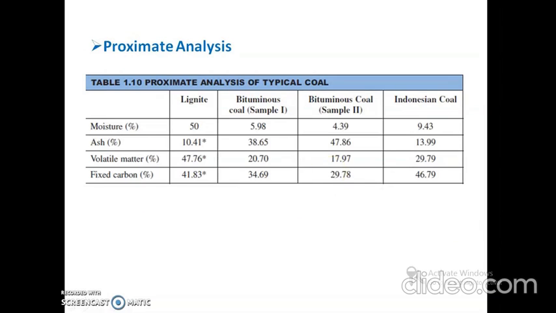Then proximate analysis for the Indian coal samples is again compared with the Indonesian coal here, with respect to moisture, ash, volatile matter, and fixed carbon content as in the previous case. Here you can observe that for bituminous coal the moisture content is less, but ash content is the major concern. In the Indian coal samples, it varies from 38 to 47%, while in the case of Indonesian coal it is approximately 14%.